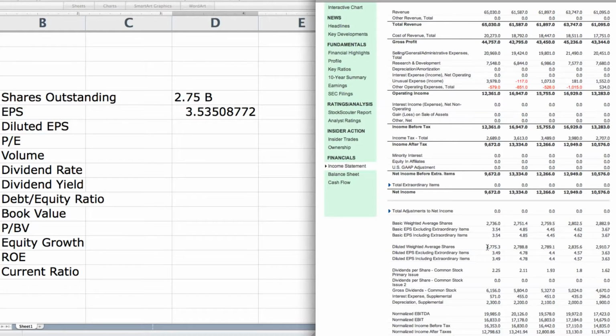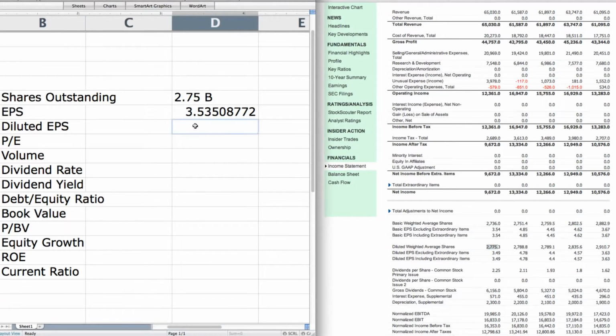So this number is the real number of shares outstanding, as opposed to the number being reported as outstanding. If you want a more accurate EPS, you're going to want to use this number. And when you use that number, it's called the diluted EPS. How we figure out the diluted EPS is really similar to the way we just figured out the EPS. So let's hit the equal sign.